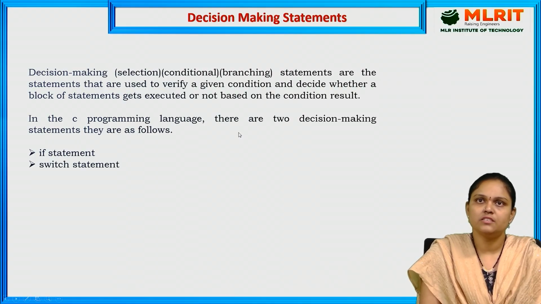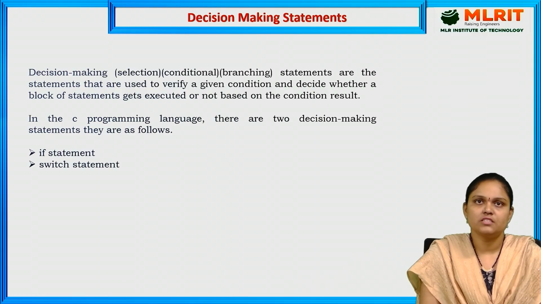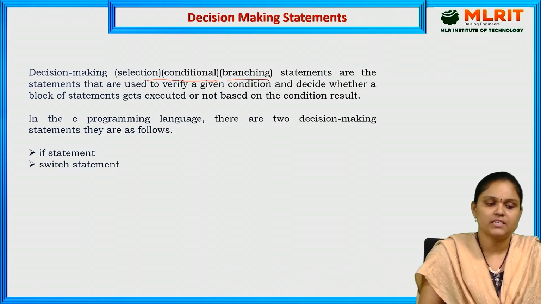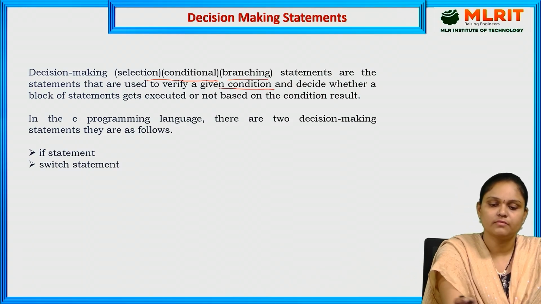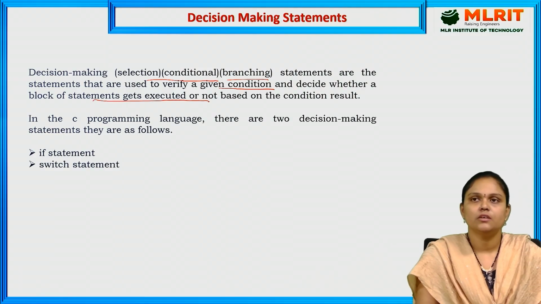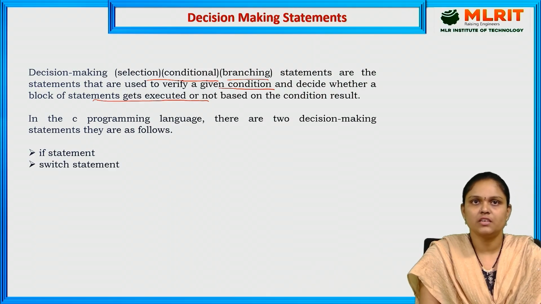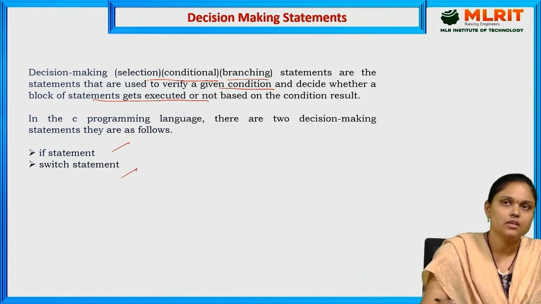So coming to the decision statements, the statements are divided based on some condition. Decision statements are also known as selection, condition, and branching statements. They are used to verify a condition and decide whether the block of statements gets executed based on that condition result. In the C programming language, the decision statements are of two types: simple if and the switch statement.